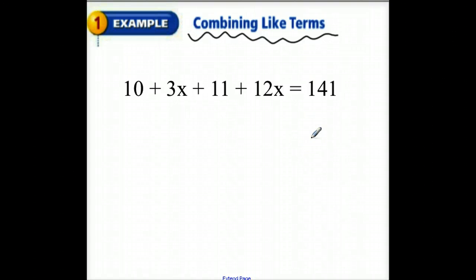Remember, like terms are what we call the same families. So apples and oranges. They can't be added together, but we can combine all apples, we can combine all oranges, we can combine like terms. In this example here, we have a couple constants. Those are the numbers without a variable. 10, 11, and 141. We also have some coefficients that have the same like terms. So 3x and 12x are like families because they both have the variable of x. So we can combine anything that is alike.